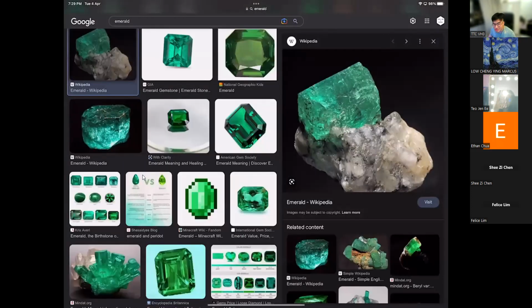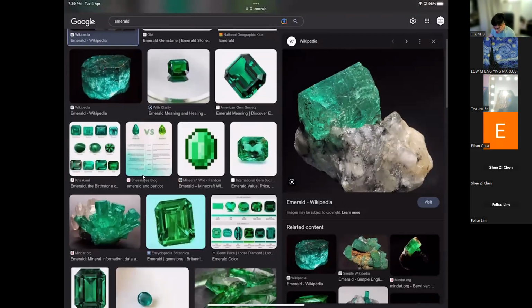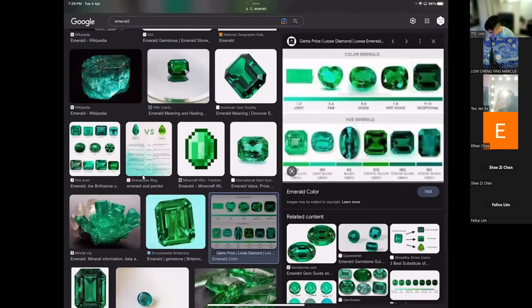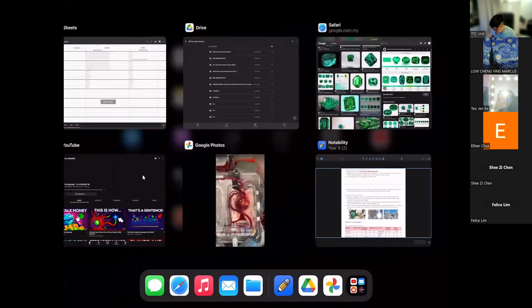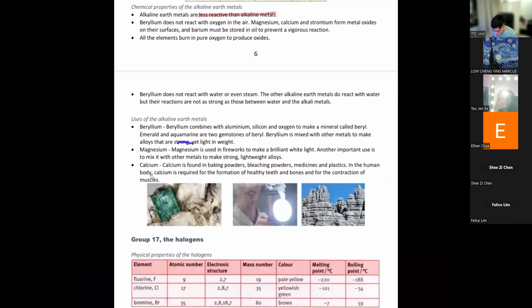Emerald is freaking cool. Okay, they are kind of transparent, and it depends on the grade though. The deeper the green, the more expensive they are. Very pretty. Okay, so that's your emerald, and of course, aquamarine.